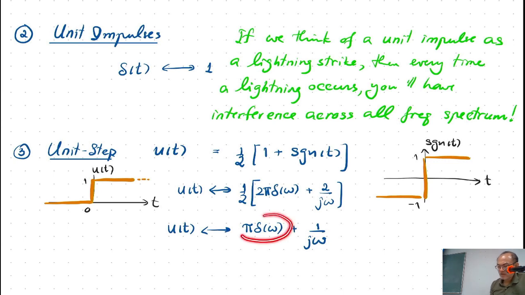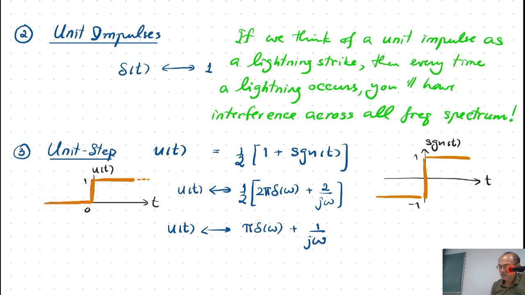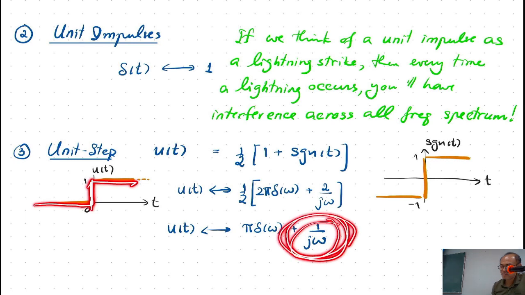The delta term is present here because the average value of u is not 0. See, the average value of u is not 0, so there is a DC signal present in u. You see the DC signal here? The average value is not 0, right? That's why we have delta here that represents the average value. And 1 over j omega here comes from the jump from 0 to 1. This is what this one represents.